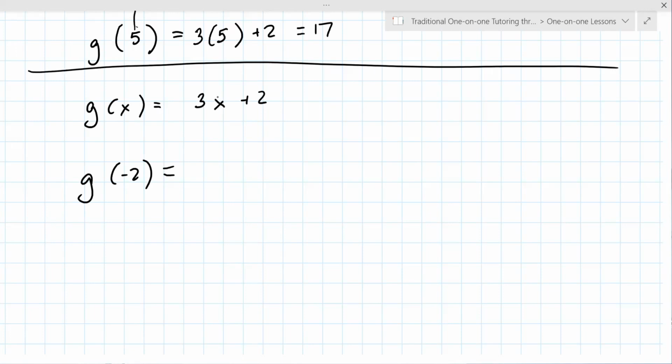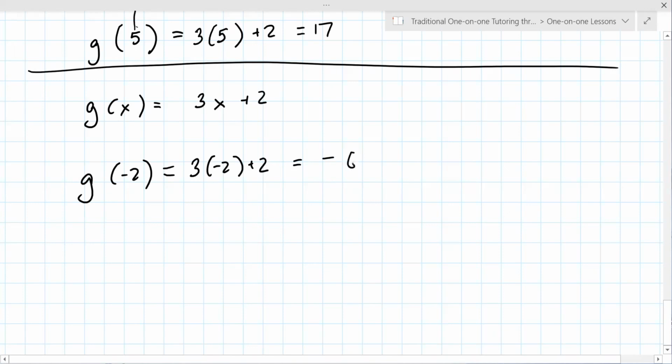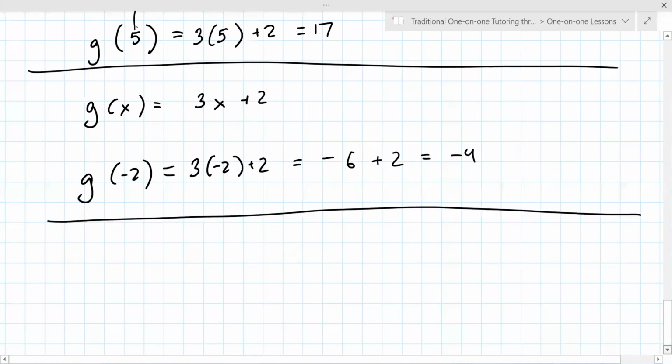How are you doing on this one? I'm doing good. Okay, I got it now. Okay, what's your answer? -4. It is -4 because 3 times -2 is -6 plus 2 is -4. Very good. All right. So here's how you might see it on an exam.